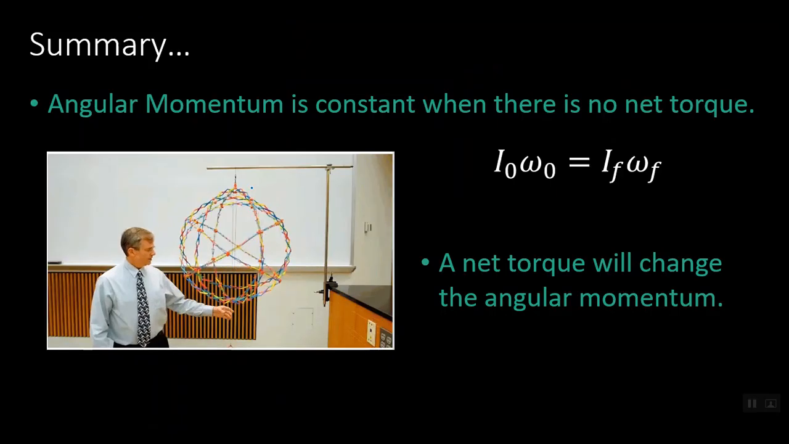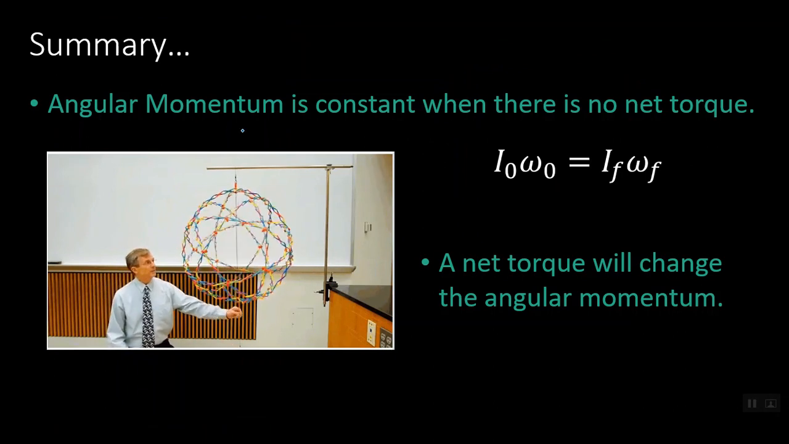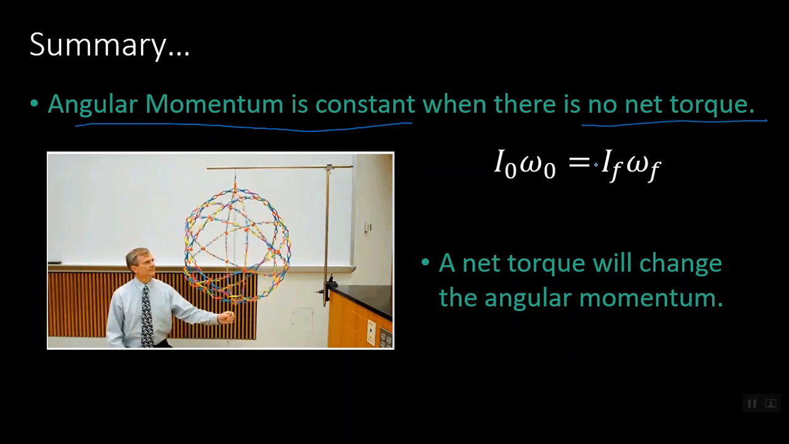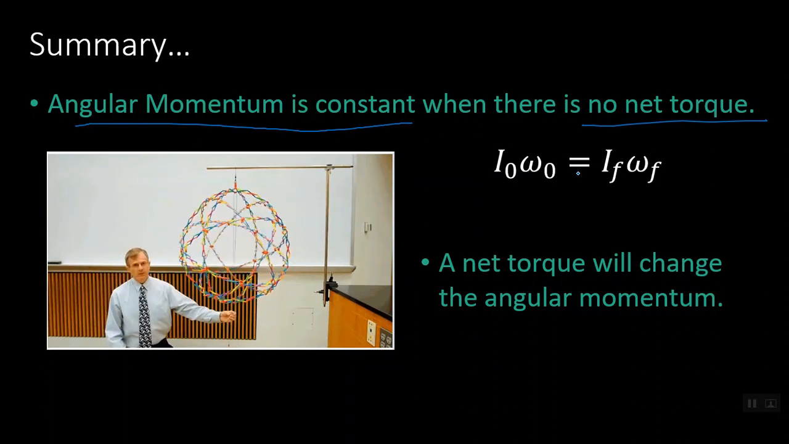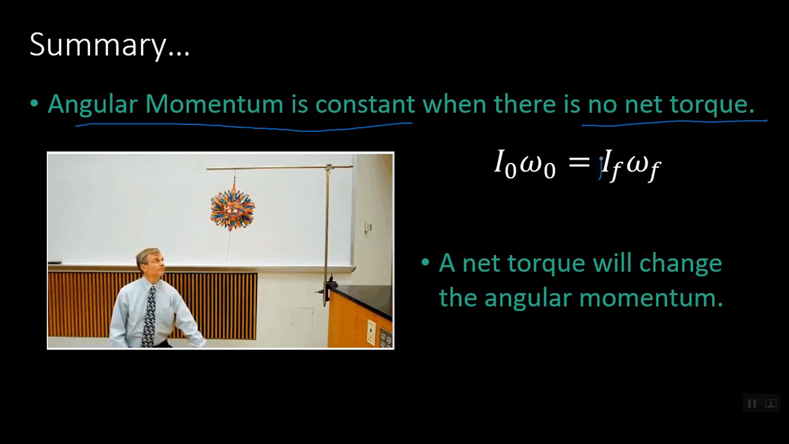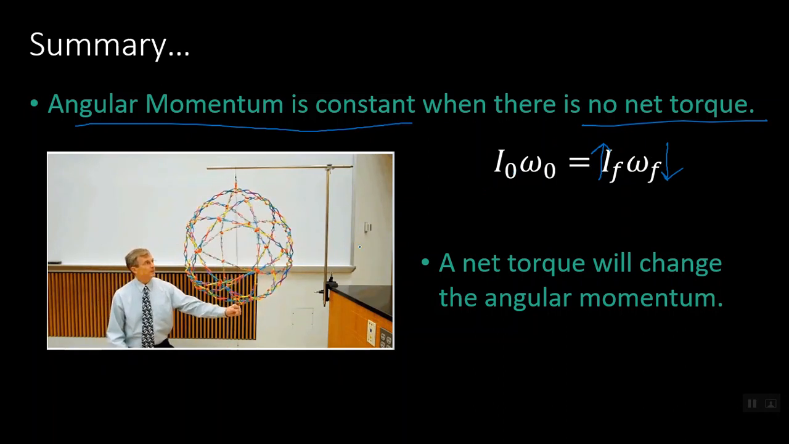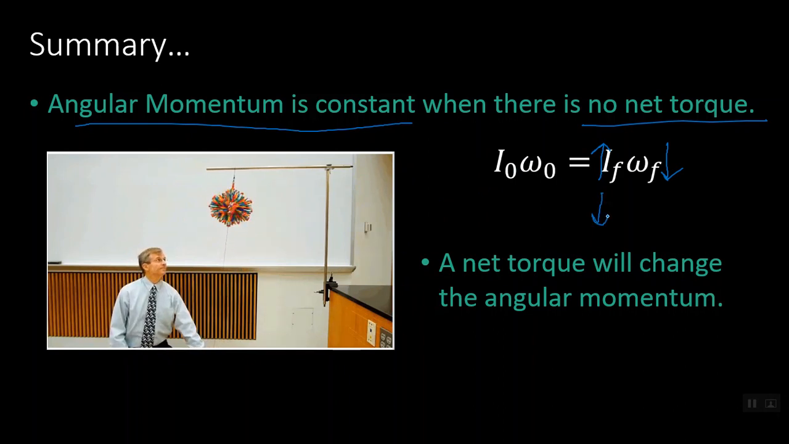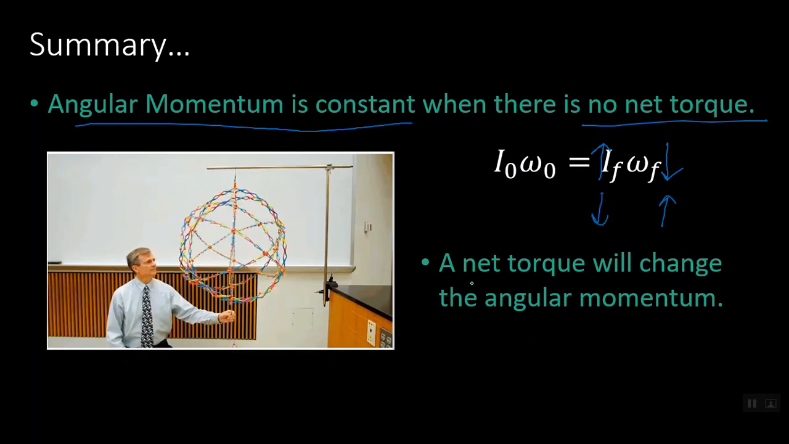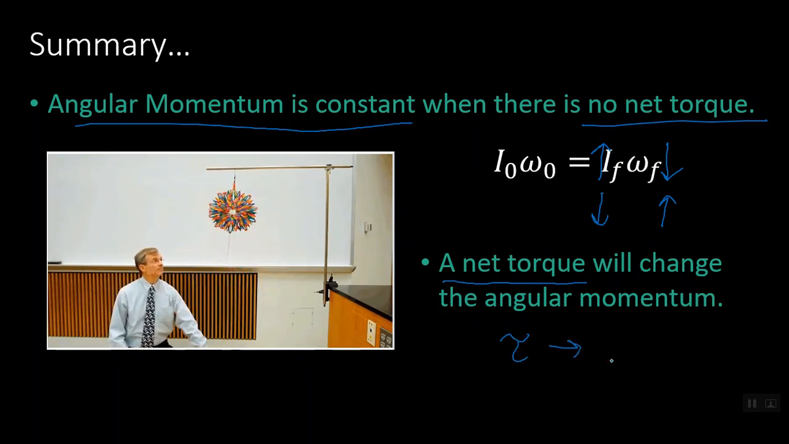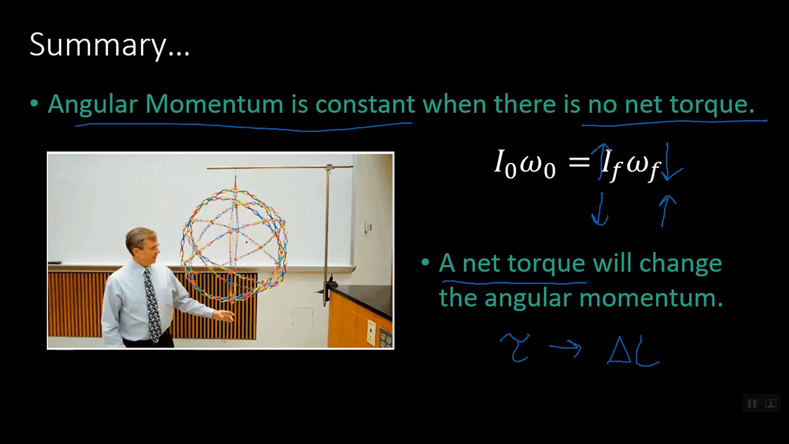So in summary, angular momentum is going to be constant when there is no net torque on the system. This has an interesting application: as long as we're not changing the overall angular momentum of the object, if we adjust the moment of inertia of the system, then the angular velocity is also going to respond. So if we increase the moment of inertia, we will see a decrease in angular velocity and vice versa. And then the next big idea: if there is a net torque on our system, that will change the angular momentum. So if I wanted to stop this thing from spinning, I would have to stick my hand in it and apply a net torque.